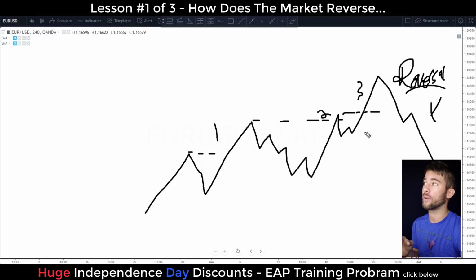So before looking for the reversal trade, it's important to remember that we want to see three breaks and closes. We want to see three levels of trend before looking for a reversal trade, and we just discussed how to identify that trend. I hope that was helpful, guys. That's lesson number 1 out of 3 of reversal trading, which we're going to be talking about over the next few days.